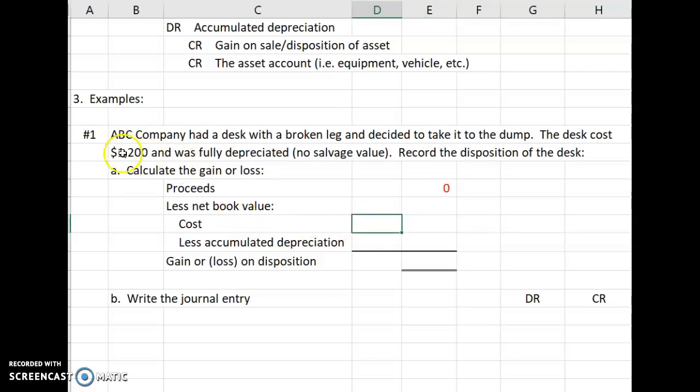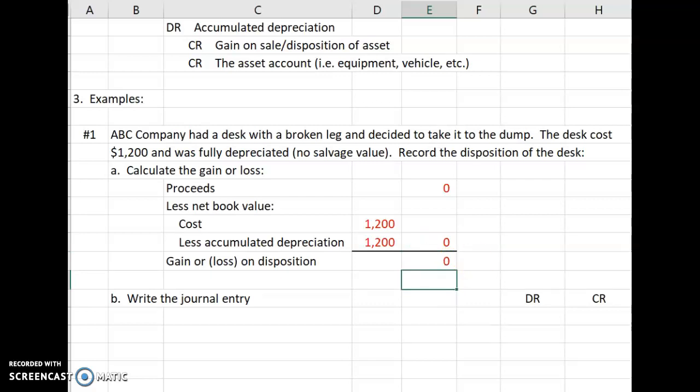How much did that desk cost us? $1,200. And if it's fully depreciated with no salvage value, how much depreciation has been taken? $1,200. So the net book value of this fully depreciated asset is 0. Proceeds of 0 minus net book value of 0 equals a 0 on the gain or loss.